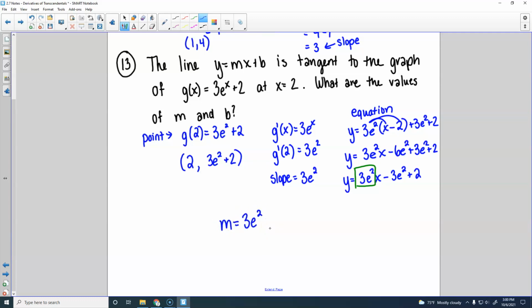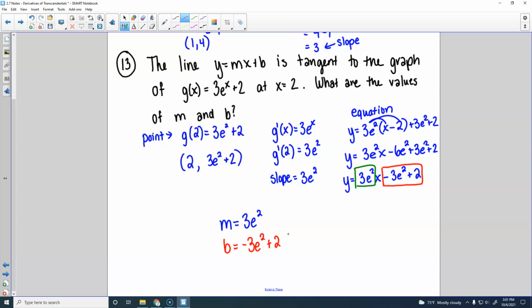And I didn't really necessarily have to distribute to know that. But to find b, I had to get it in y equals mx plus b form. So b is all this stuff over here. So b equals negative 3e squared plus 2. That's a number. We could type it into the calculator and it would give us a decimal for it, because it doesn't have any variables in it. E is not a variable. It's a number. So m would be 3e squared, and b would be negative 3e squared plus 2.